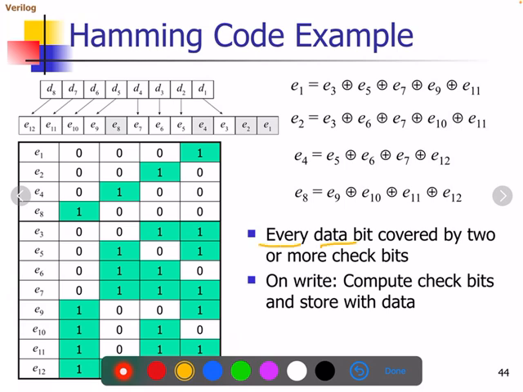So every data bit is covered by 2 or more check bits. We will be computing those check bits and storing the data into the memory. So how do we calculate the check bits, for example E1? Have a look at this table.